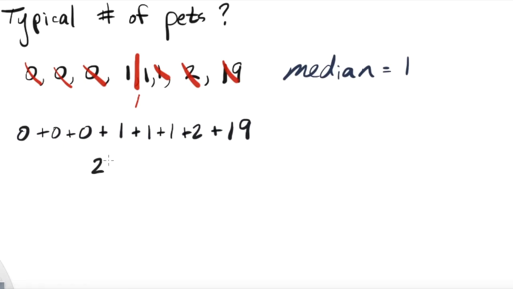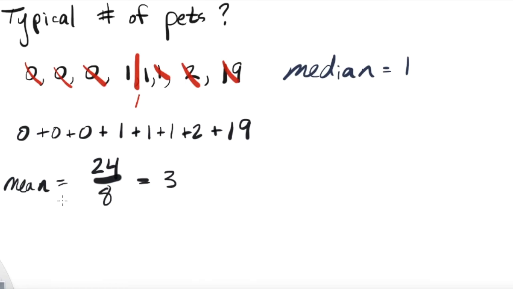Now we have to divide by how many houses? 1, 2, 3, 4, 5, 6, 7, 8 houses. So 24 divided by 8 is 3. So this is our mean, remember. So if you came up to me and I said, well, on average, there's an average of 3 animals or 3 pets per house, that actually doesn't make much sense because most people don't have 3 pets. That's not typical.